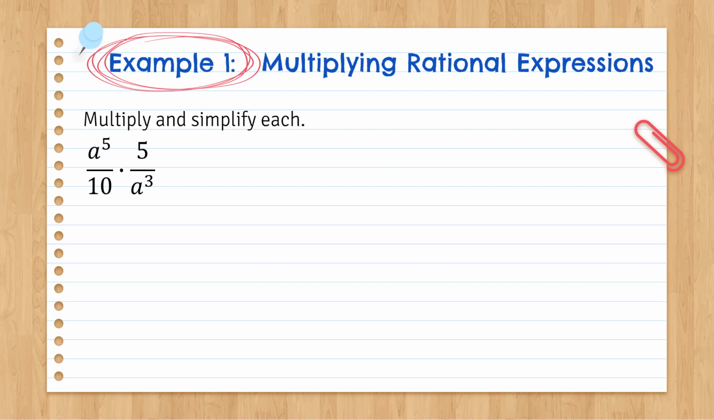So let us have the first example. Multiply and simplify each. The a to the fifth power, we may write that as a times a times a times a. But in simplified form, can you still remember the quotient rule? When we talk about the quotient rule, we simply subtract the exponents.